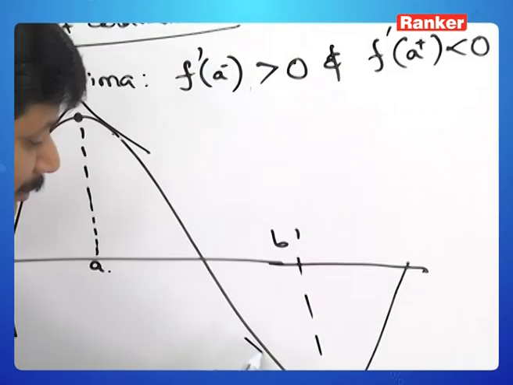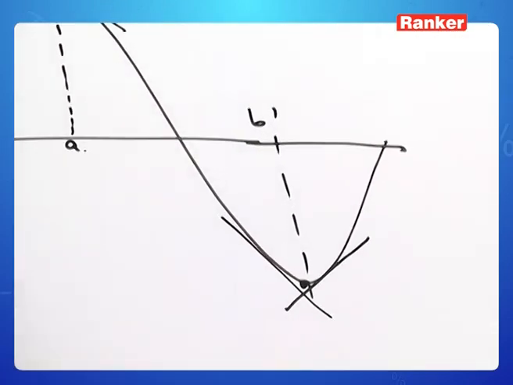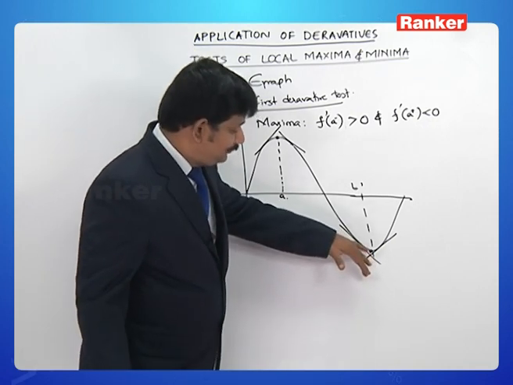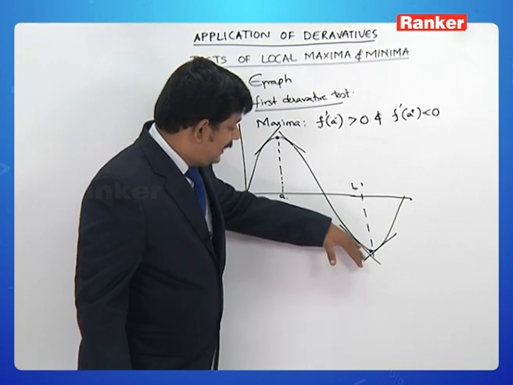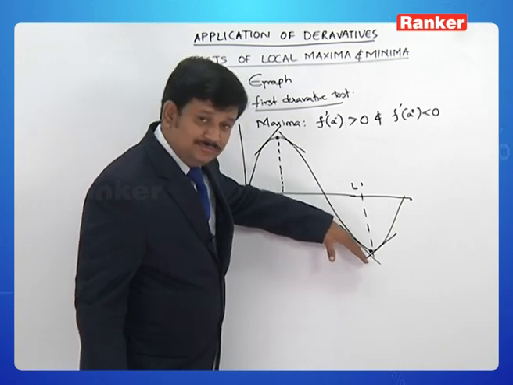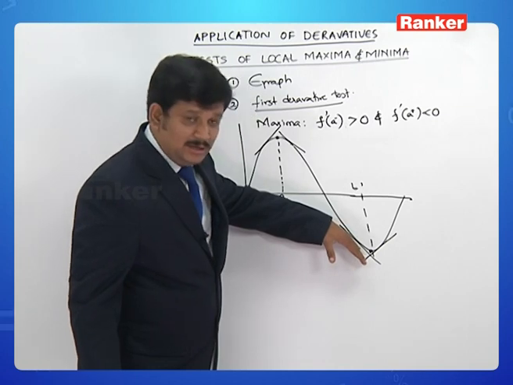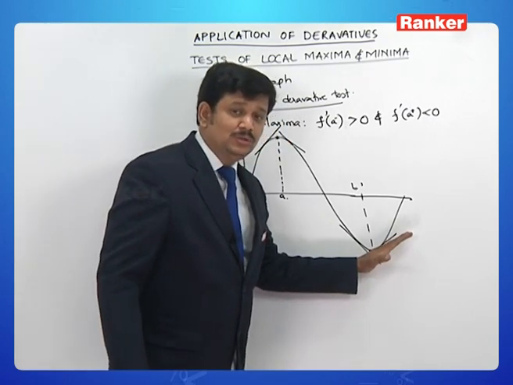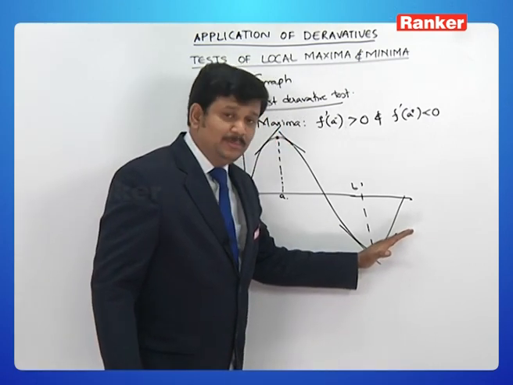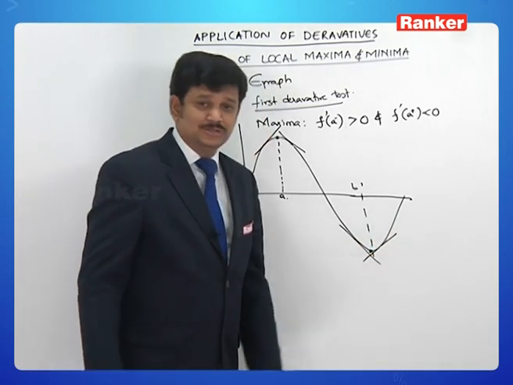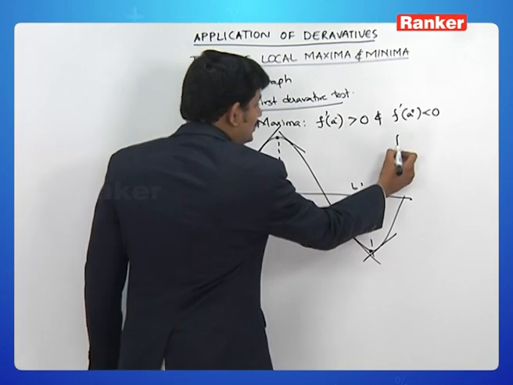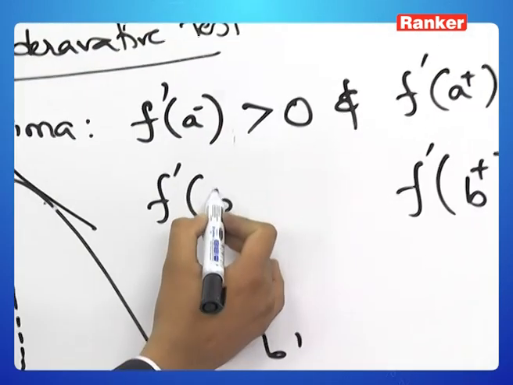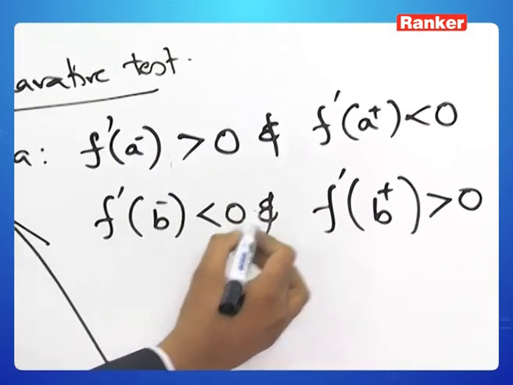And similarly, for a local minima, just observe the derivative slopes to the left and to the right. Any point to the left of B has its derivative negative. The slope of the tangent here is negative. We have an obtuse angled inclination tangent. And to the right, we have an acute angled inclination tangent. So, its slope will be positive. So, the derivative to the right is positive, f dash of B plus is positive, and f dash of B minus is negative in case of a minima.